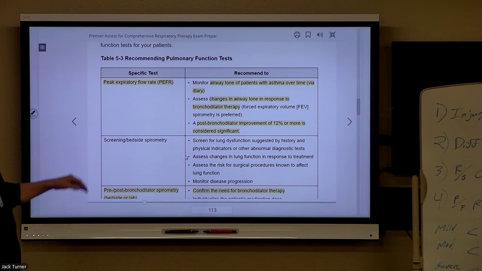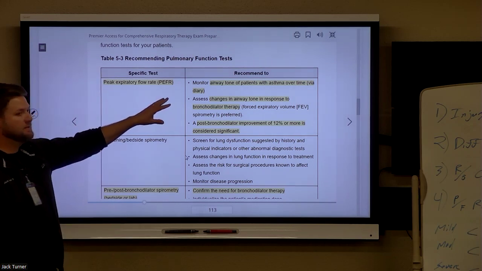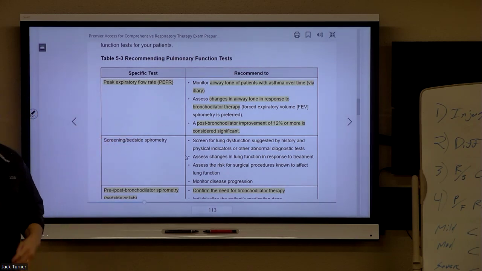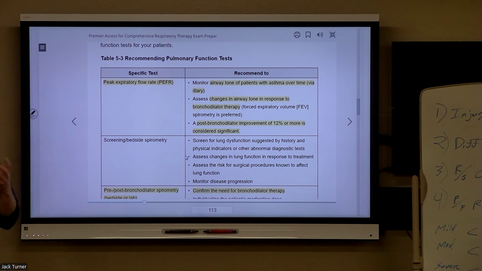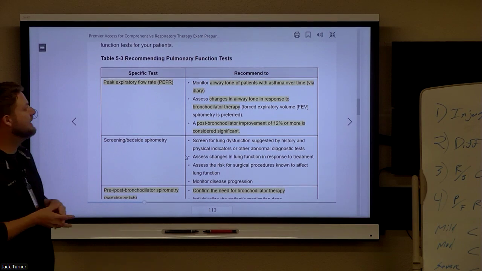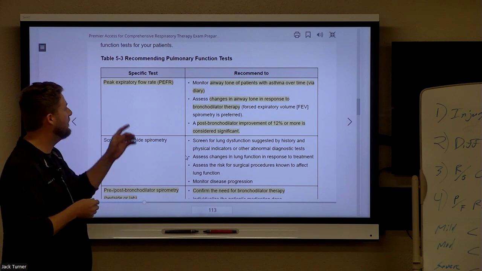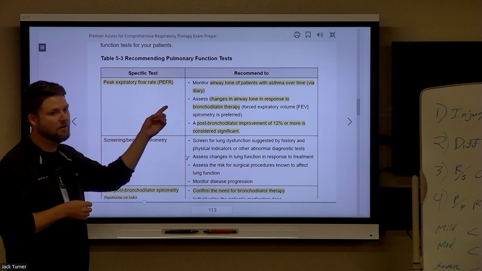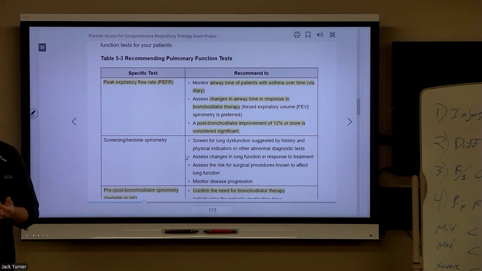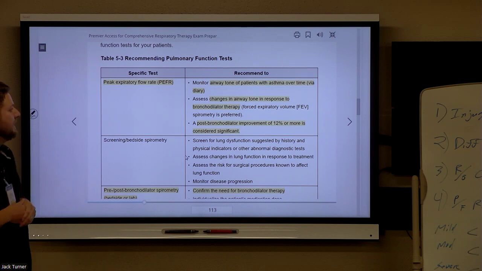So peak flow tells me the muscle tone of patients with asthma. And they use that term on the boards, the muscle tone. So essentially, is there bronchospasm, which is like muscle contraction of the smooth muscle? Tells me the muscle tone over time via diary. Okay, so we know that our asthmatics use peak flow when they do their little documenting every morning. They look at their asthma action plan and they decide if they need to up their medication that day or if they can go on with their normal day.